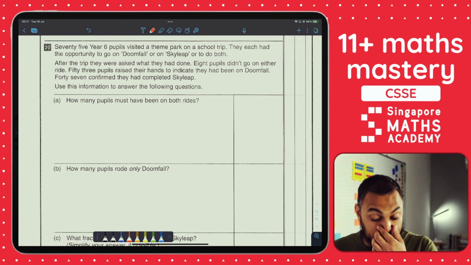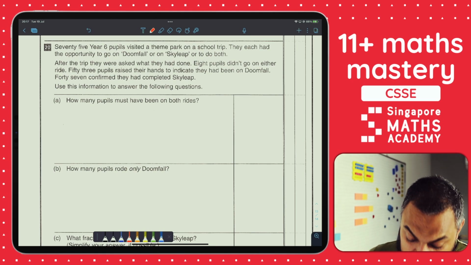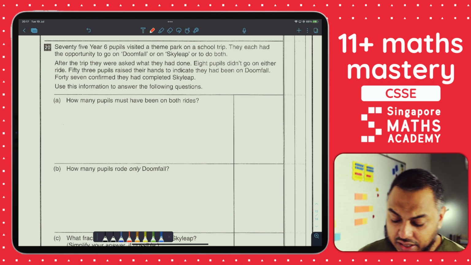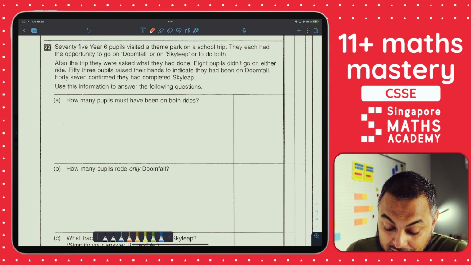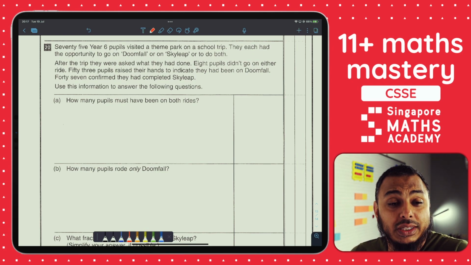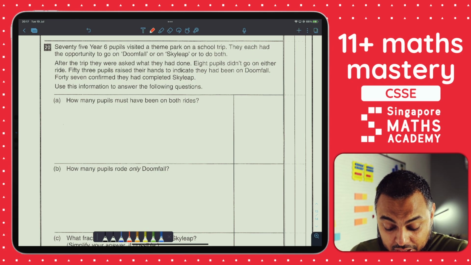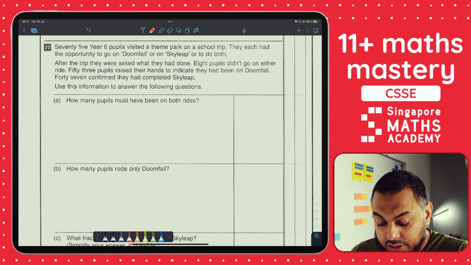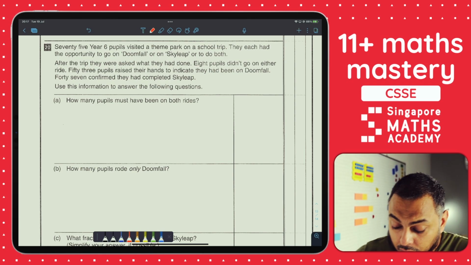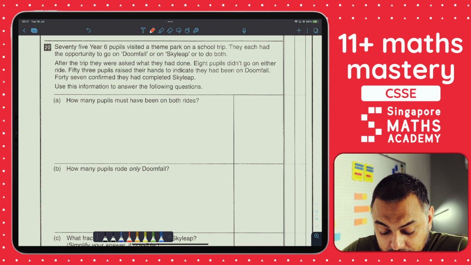Question 20, 75 year 6 pupils visited a theme park on a school trip. They each had an opportunity to go on Doomfall or Skyleap, or to do both. If I was them, I would not go on either of them because they sound very scary. After the trip, they were asked what they had done. 8 pupils didn't go on either ride. 53 pupils raised their hands to indicate they had been on Doomfall. 47 confirmed they had completed Skyleap. Use this information to answer the following.